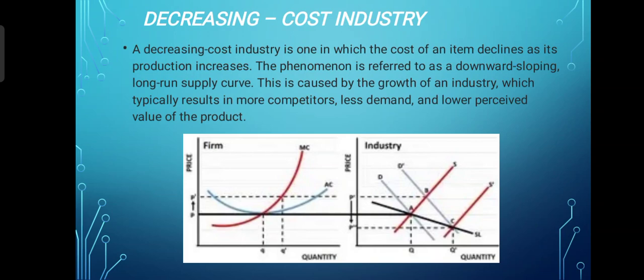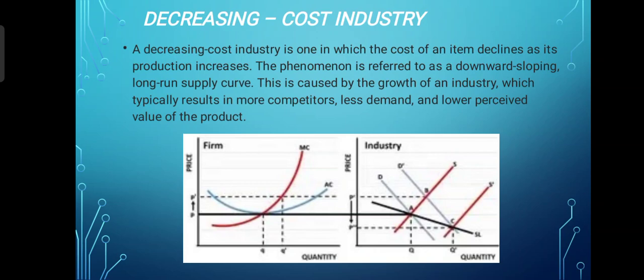Next. Decreasing cost industry. Decreasing cost industry is one in which the cost of an item declines as its production increases. The phenomenon is referred to as a downward sloping long-run supply. This is caused by the growth of an industry, which typically results in more competitors, less demand, and lower perceived value of the product.